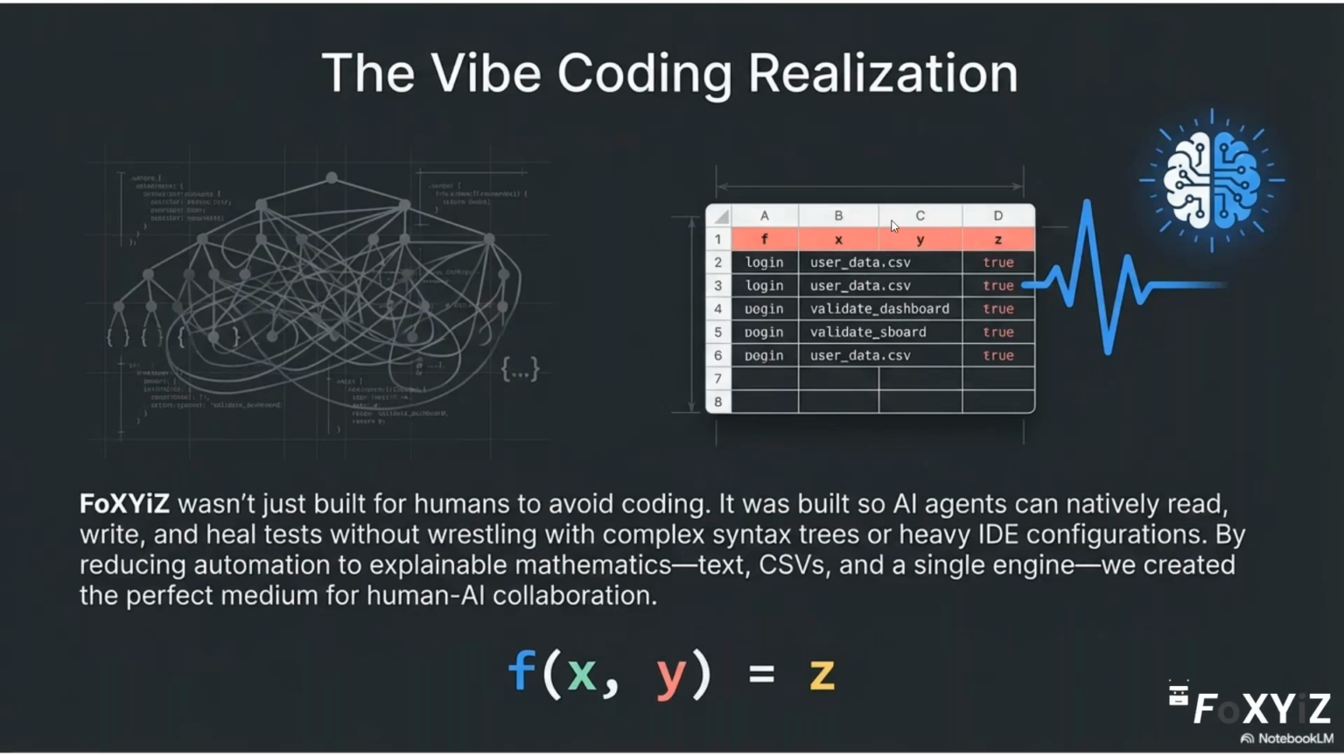FoXYiZ, all that is needed. It is so easy for human or AI to understand, so they can natively read. AI can read, write, and yield tests without wrestling with complex syntax trees or heavy IDE configurations. There's nothing, team. No complications anyway. By reducing automation to explainable mathematics, text, CSVs, human readable format, and one single engine, we created the perfect medium for human AI collaboration.